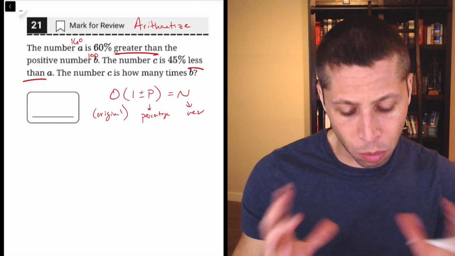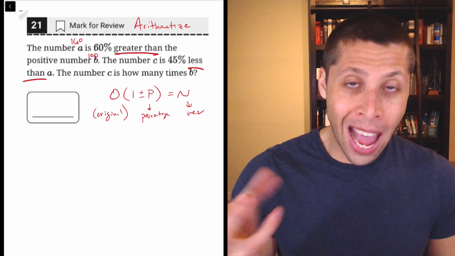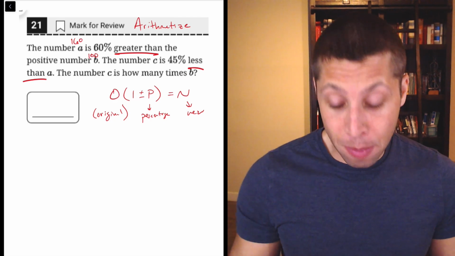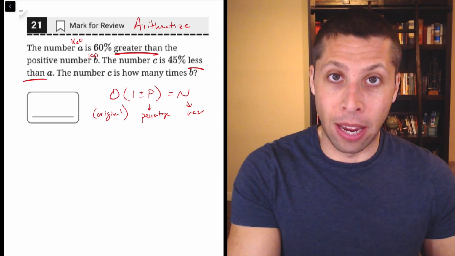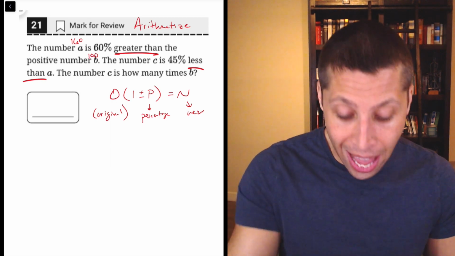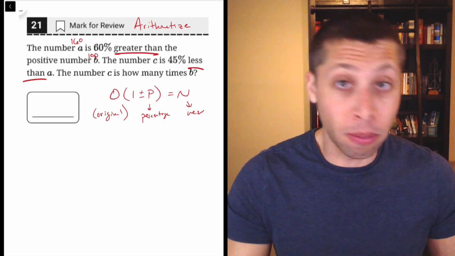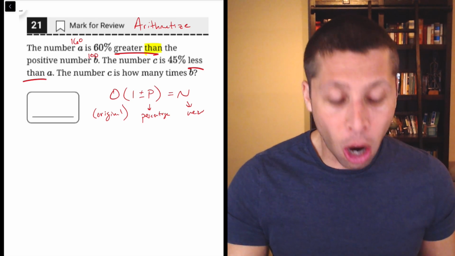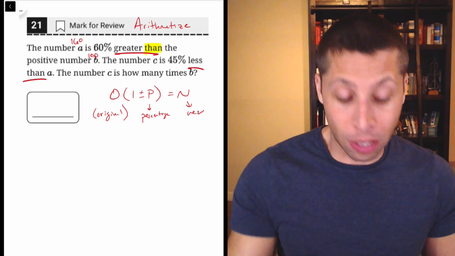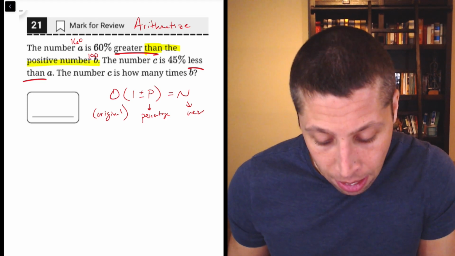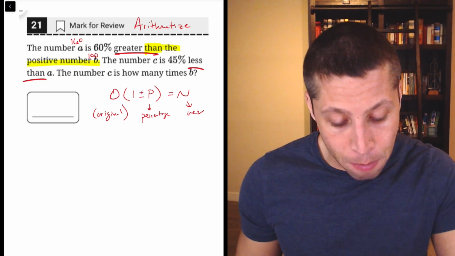So we have to think here, this is what makes it a little tricky. Which number, A or B, is the original value here? Well, it's B because A is based on B, right? A, we only understand A because it is 60% greater than B. And this is a real clue that we can use for all sorts of percentage questions. Words like than are pointing to your original value, right? So they're telling us that basically than the positive number B means that B is my original.